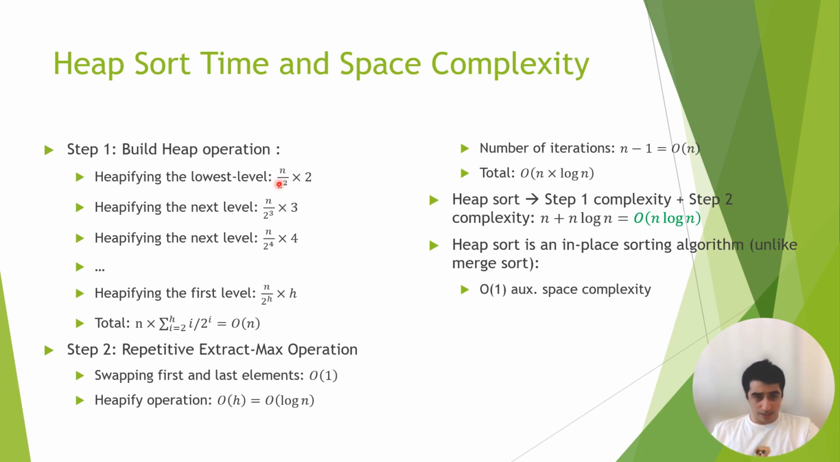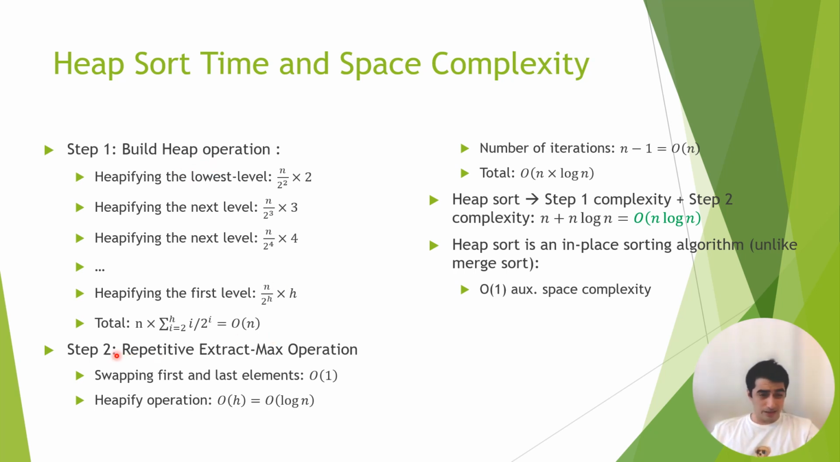The total would be the sum of all of these, which is going to be n sigma i from 2 to h, i over 2 to the power of i. This sigma can be simplified as a constant value, which is equal to 2, I guess. So this is going to be 2n, which is order of n. And that's the complexity analysis for the build heap operation, which is linear, surprisingly.